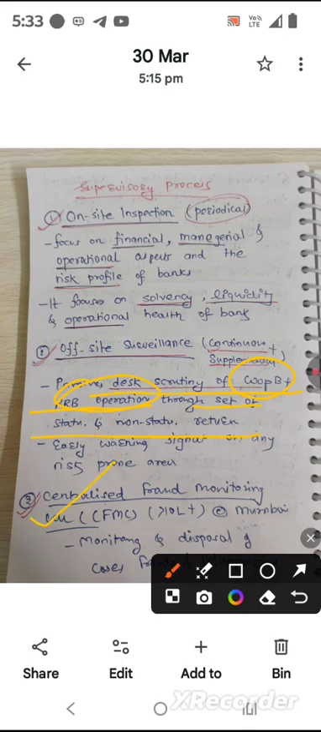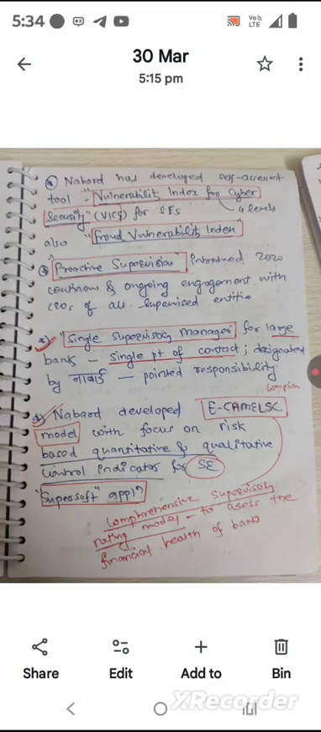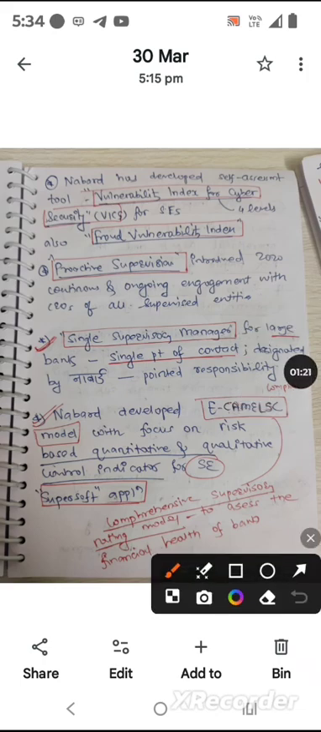Apart from this, there is a centralized fraud monitoring cell for frauds amounting to more than 10 lakh rupees. The cell is located in Mumbai, and it monitors and disposes of cases relating to frauds and misappropriation of funds. Further, if the panel asks about different initiatives or recent developments in the department of supervision of NABARD, then the most important thing you always need to mention in the answer is the e-CAMELSC approach, that is the enhanced CAMELSC approach, a model which focuses on risk-based quantitative and qualitative control indicators for supervised entities. This model is developed as a risk-based supervisory rating model. It assesses the financial health of the bank.